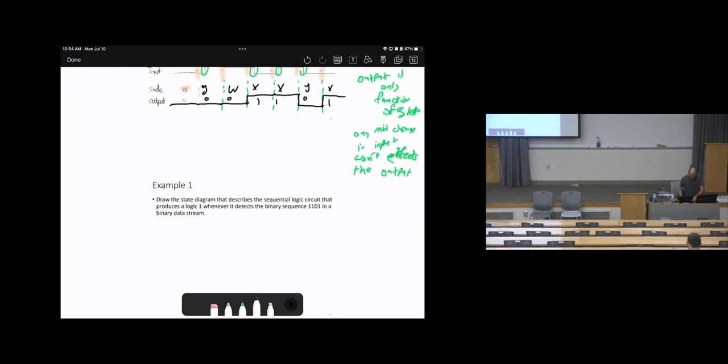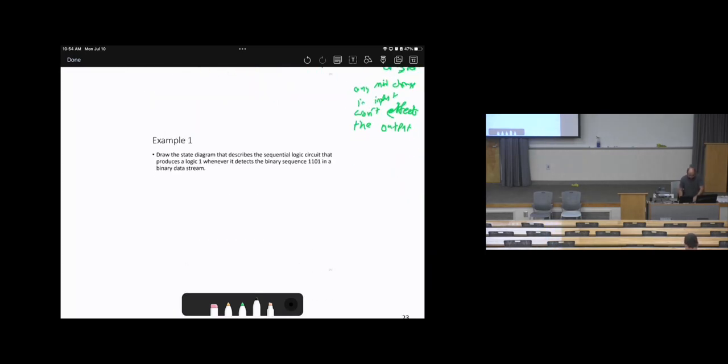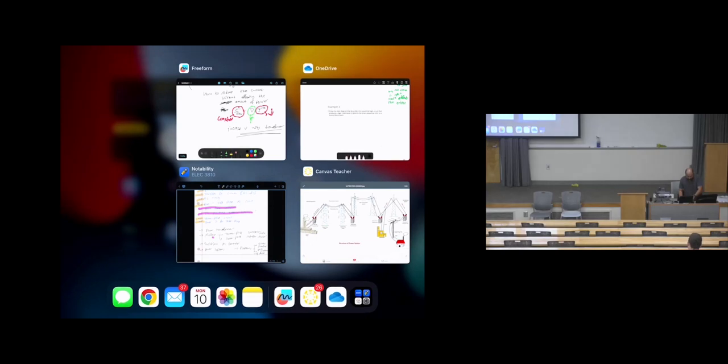Okay. Now I'm going to tell you about these two tables, just a quick comparison.